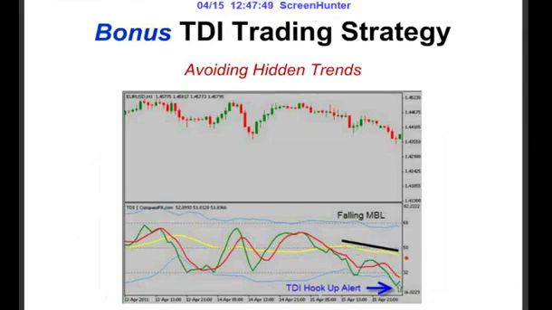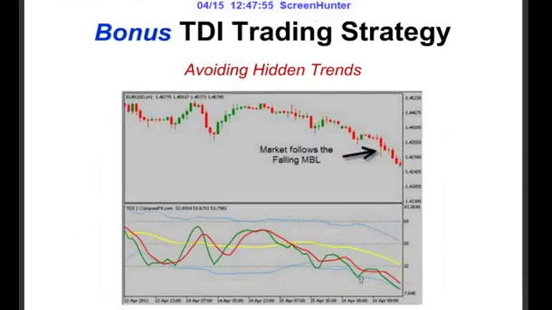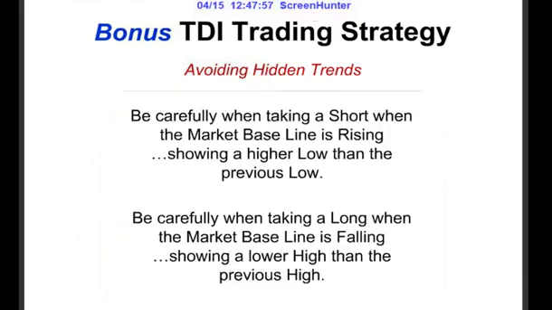Jot these notes down. Avoiding the hidden trends. First off, and I want everyone to jot this down, be careful when taking a short when the market baseline, the yellow line, is rising. And how do you know it's rising? It's showing a higher low than the previous low. That's key. So write that down.